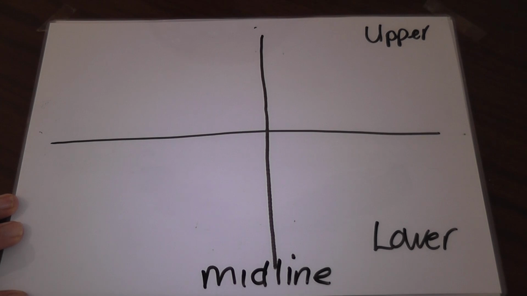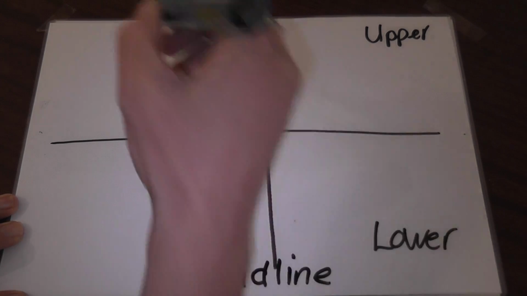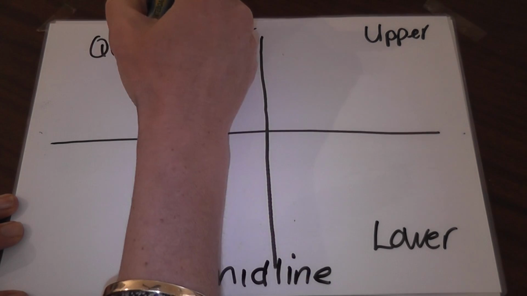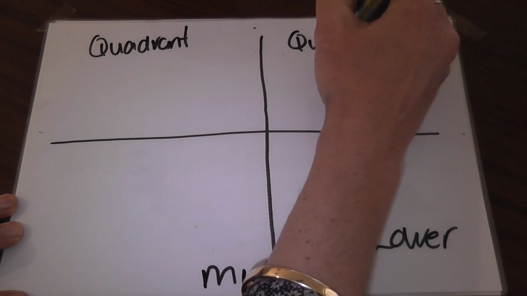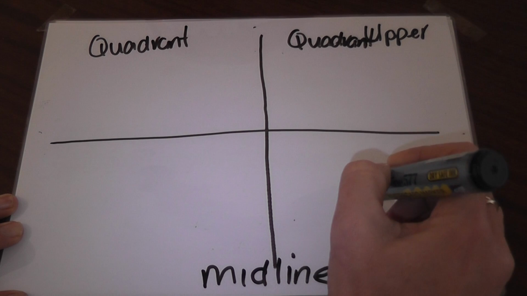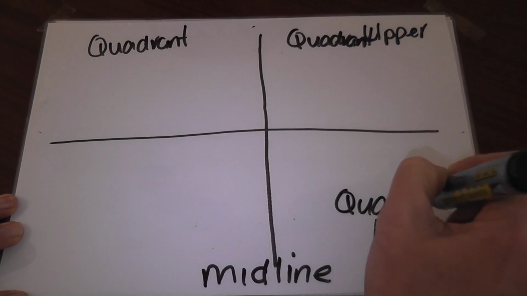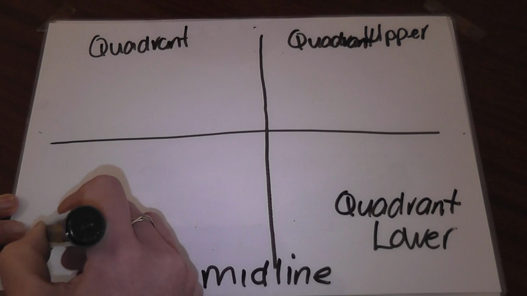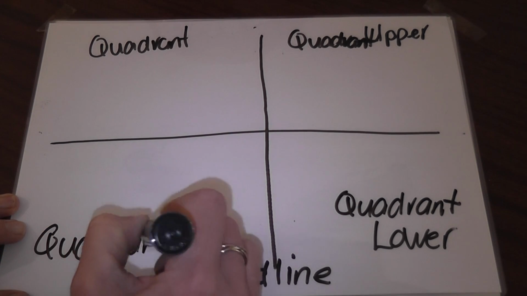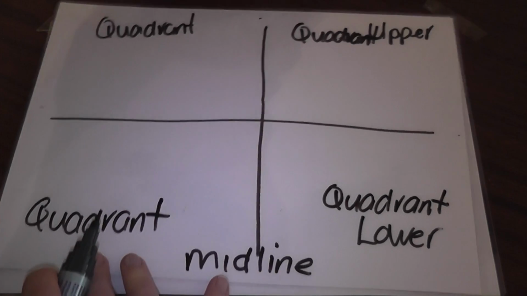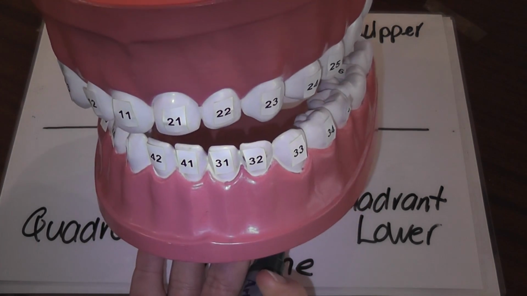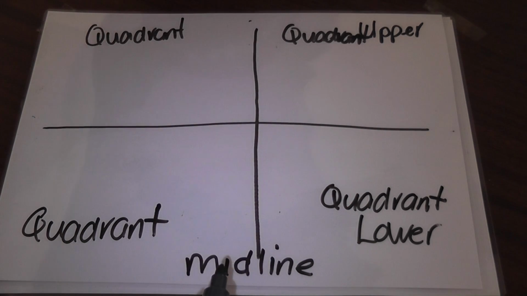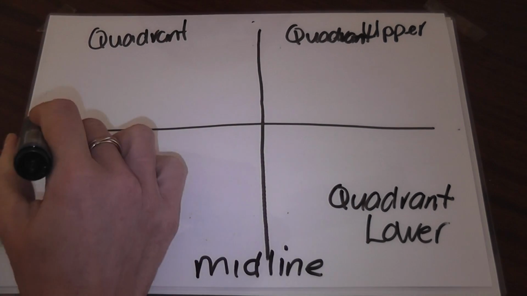Already you can see that the mouth is now split into 4 areas, and these are called quadrants. Now let's establish left and right. When charting, you need to remember that this page is written as if you are looking directly at the patient's face. So if you look at a model, this is the patient's right and this is the patient's left. So when we chart, this side of the chart is the right and this side is the left.